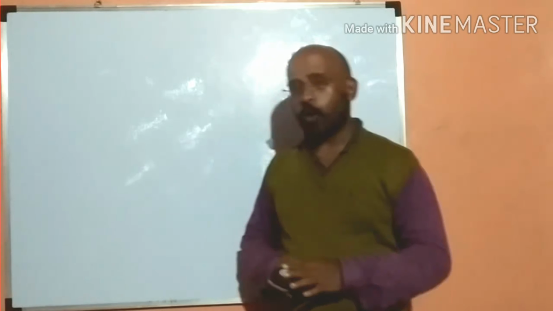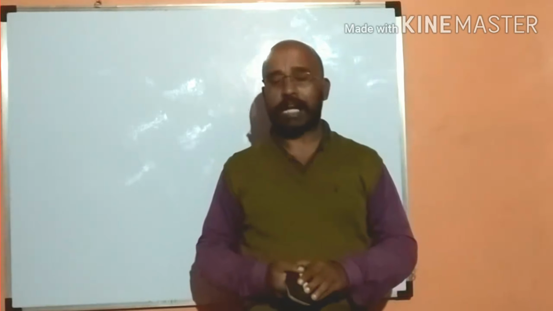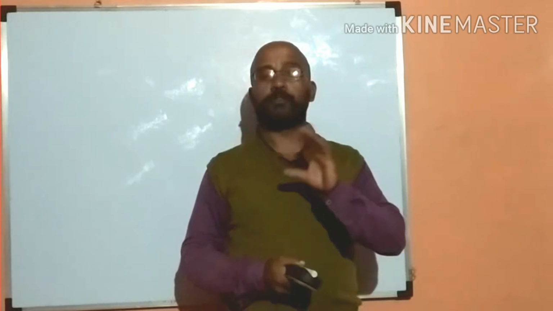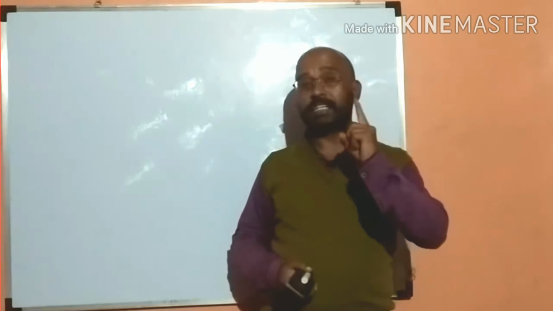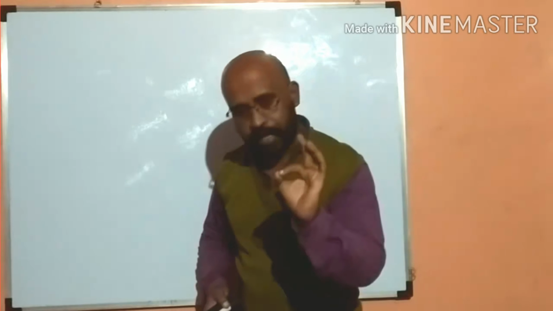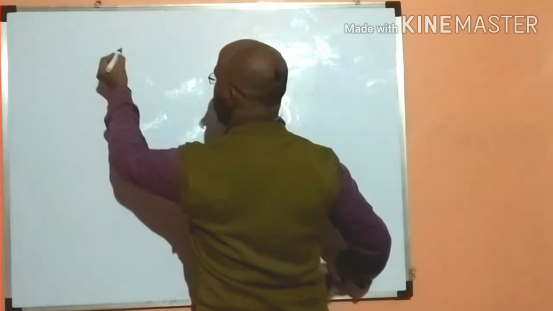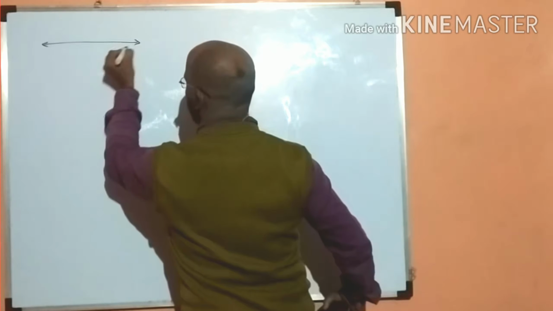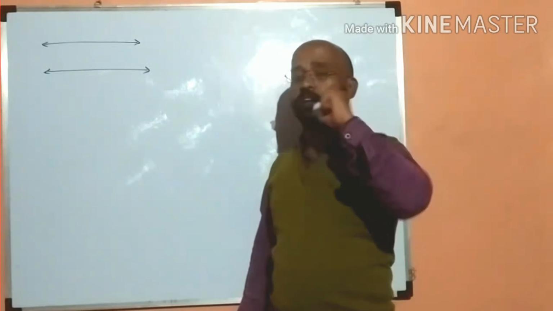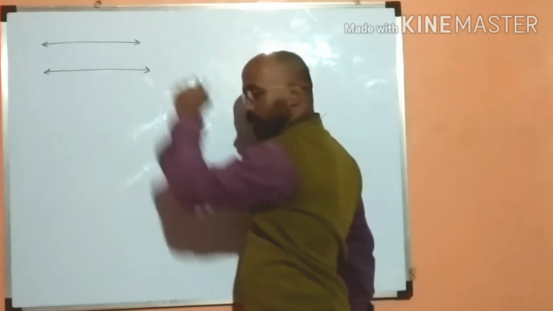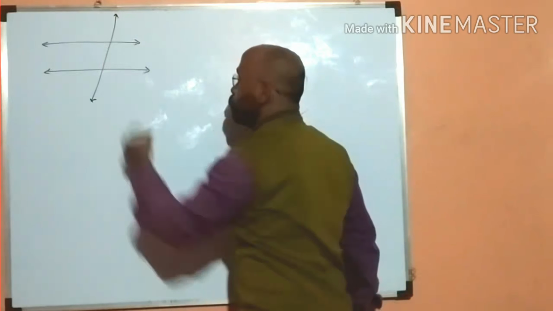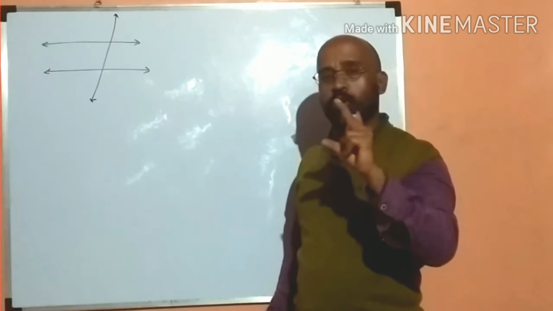Okay, students. So in the last video we saw transversal. Students, what is meant by transversal? Is it an angle? Definitely not. Remember, transversal is a line. Once again, listen properly. Transversal is a line which intersects two lines. Suppose there are two lines. Clear? So transversal is one line which intersects these two lines. A line which will intersect these two lines at two different points is called a transversal.